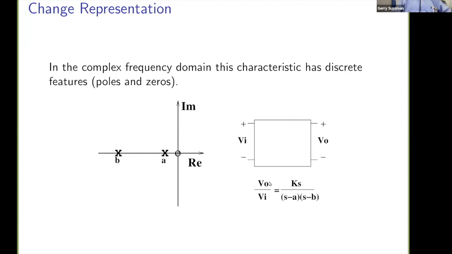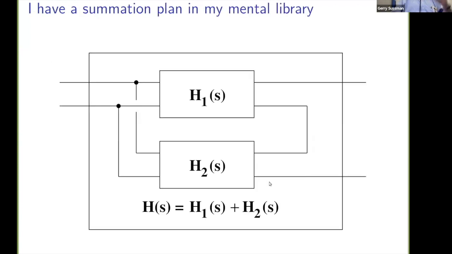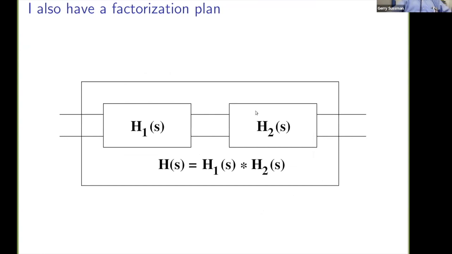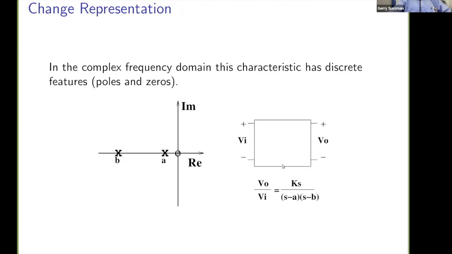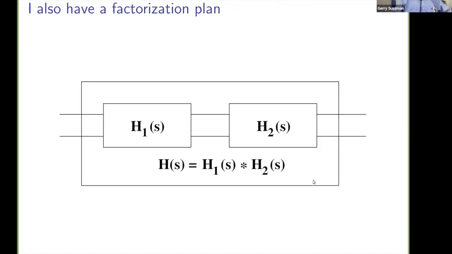Okay, let's talk about my strategy. I have a mental library, various plans for how to make compound system functions out of pieces. For example, I can make something which is the sum of two system functions by parallel input and serial output. Or for example, I can make a product, I can compose a system function by cascading two pieces. Now that looks a lot like what I have over here. Gee, I have something which is a product. I could have turned it into a sum by partial fractions, but I'm not interested in talking about that plan right now. So I have a product.